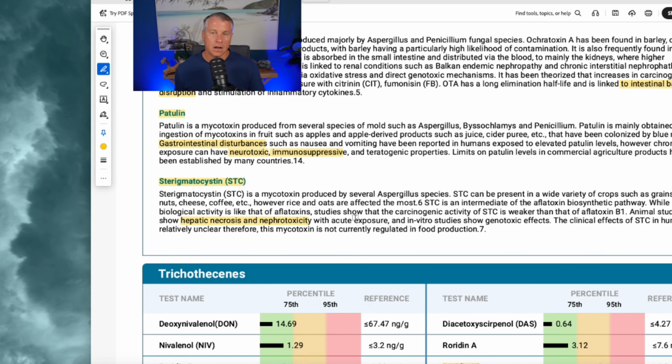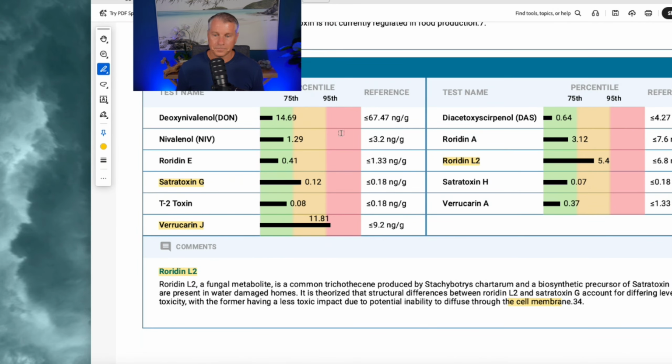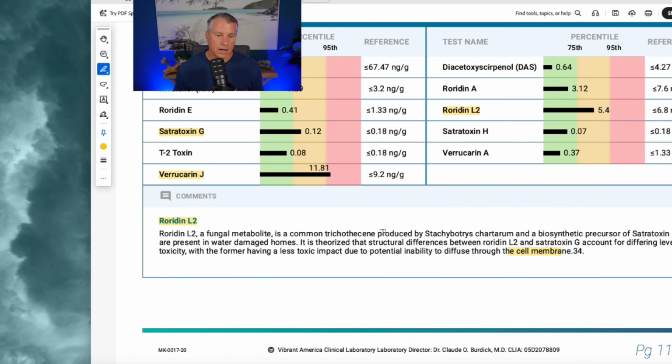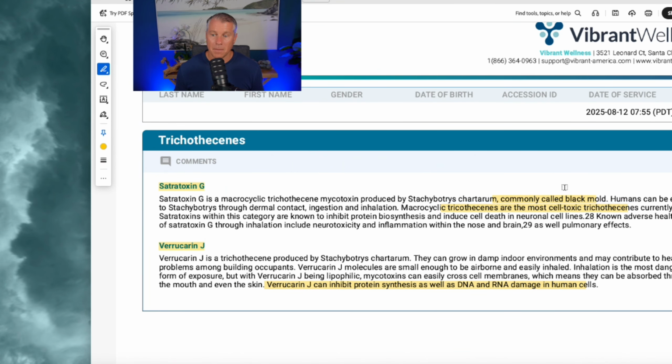These, again, are not uncommon to be seen, and we see these all the time on a lot of our patients we work with. Here are three more. Roridin L2, it directly impacts the cell membrane, which is what? Closing the cellular doors, progressing your diabetes. Satratoxin G, this is black mold. Look at this. The most cell toxic mold species currently known. Very damaging, very problematic. Many individuals have this. And Verrucarin J inhibits protein synthesis as well as causing DNA and RNA damage in human cells.